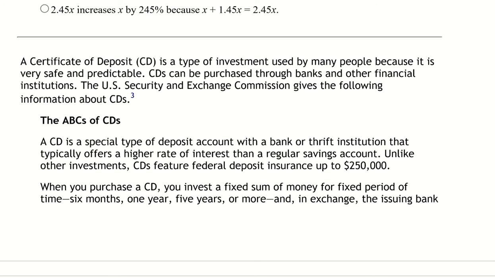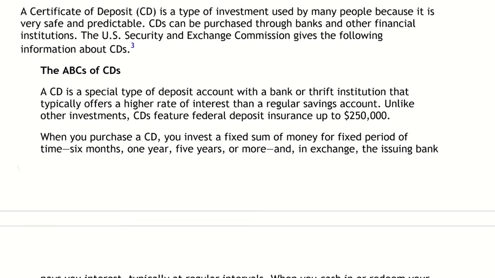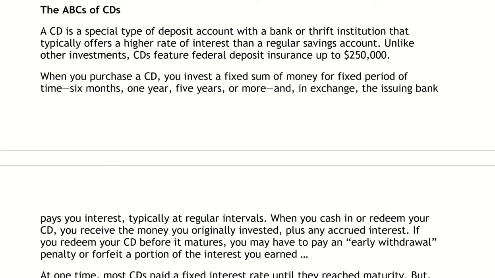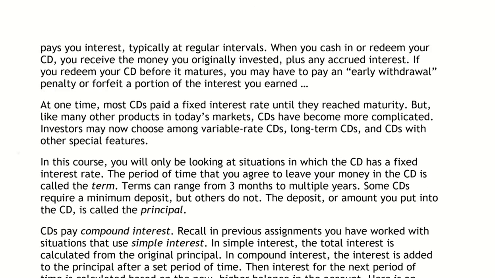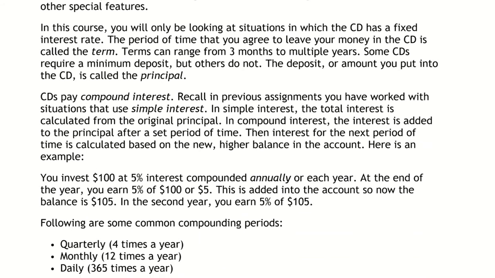A CD is a certificate of deposit. It's used in the U.S. Financial Exchange, Securities Exchange Commission. It tells us these things. So it'll be on the page for you to read some rules about it.